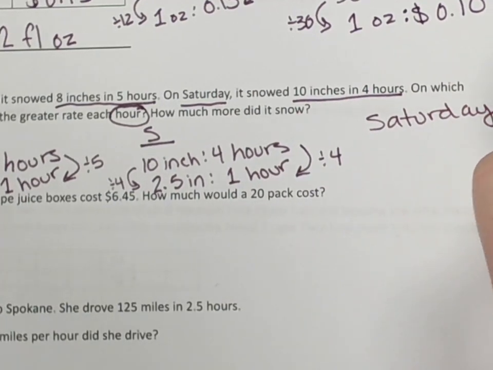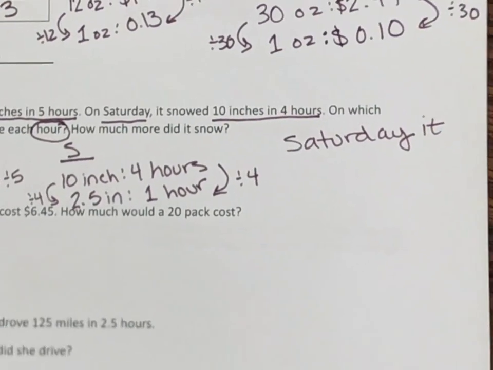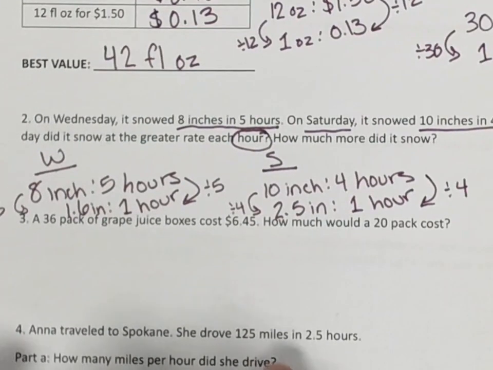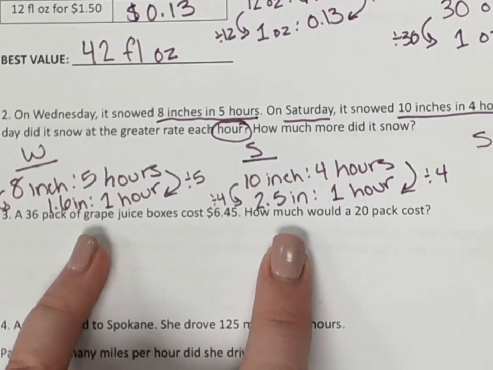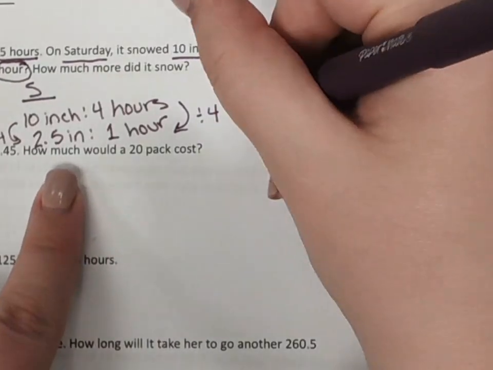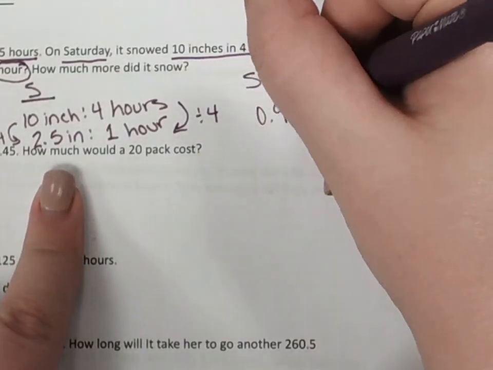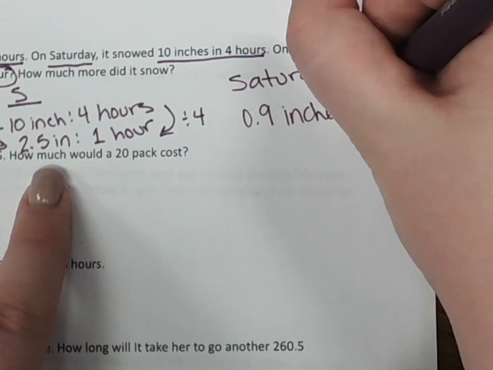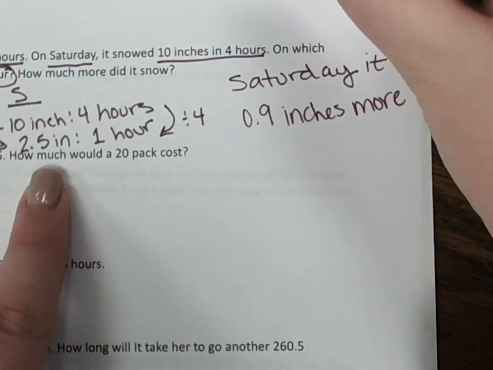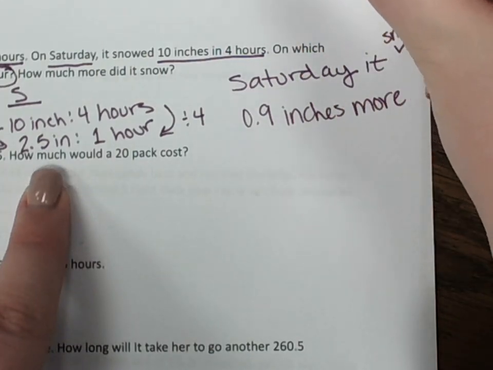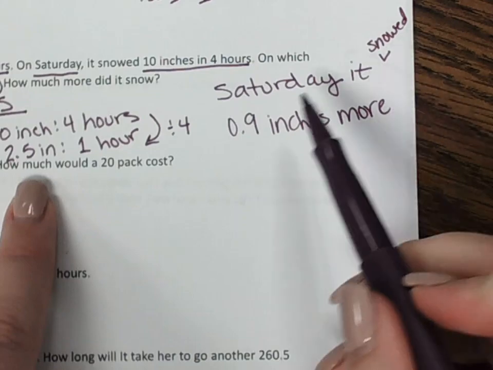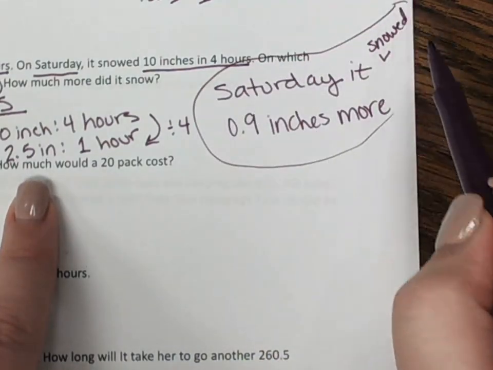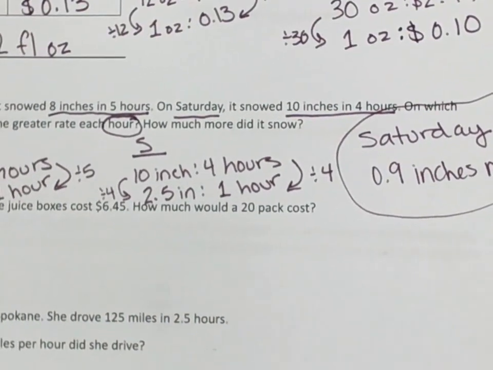it snowed more. But the question is also asking us how much more did it snow? So let's find the difference between 1.6 and 2.5. Well, the difference is 0.9 or 9/10 inches more. I'm supposed to put snowed here. Okay, so on Saturday it snowed 0.9 inches more. Okay, so that is your answer for number 2.